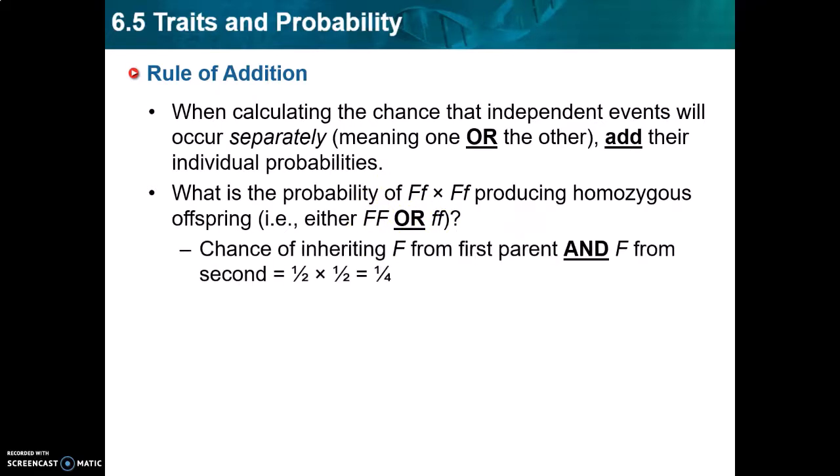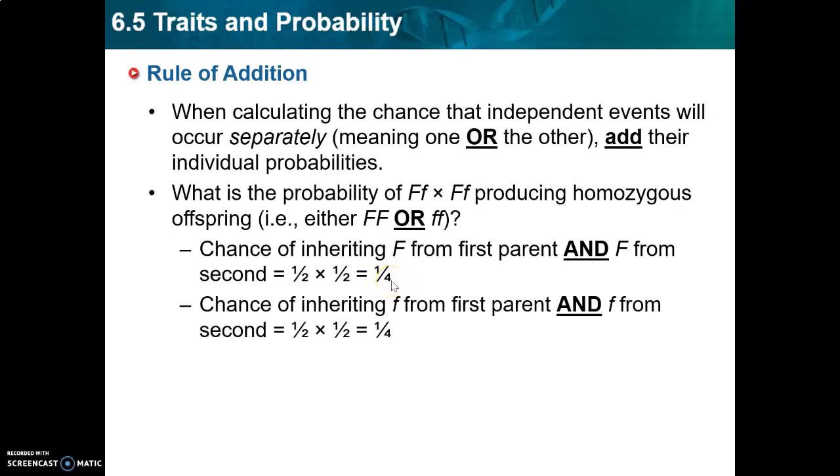So the chance of inheriting a dominant allele from the first parent and a dominant allele from the second. We know that there's a 1 in 2 chance of this parent passing down a dominant allele. Again, that's because they have 1 dominant allele to pass down out of 2. And same thing for the second parent, a 1 in 2 chance of passing down their dominant allele. So that's 1/4. Then we're going to look at the chance of inheriting the recessive allele from the first parent and the second.